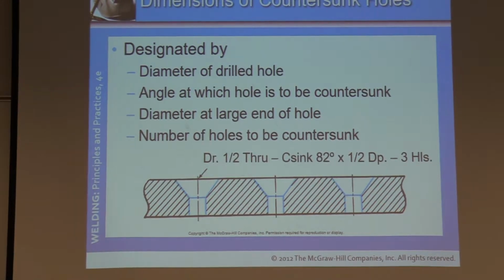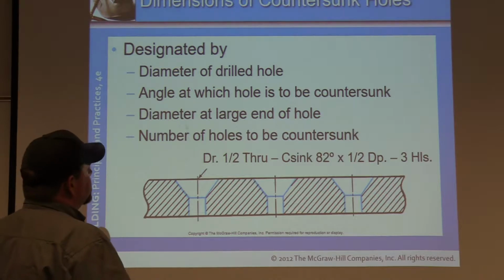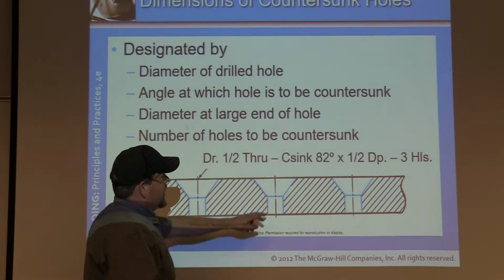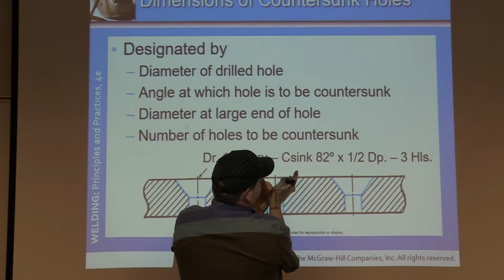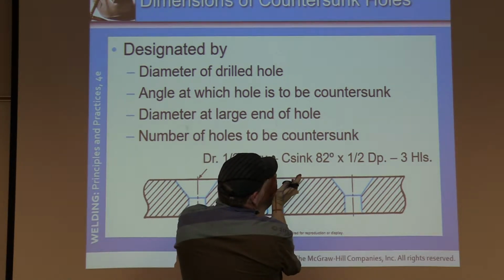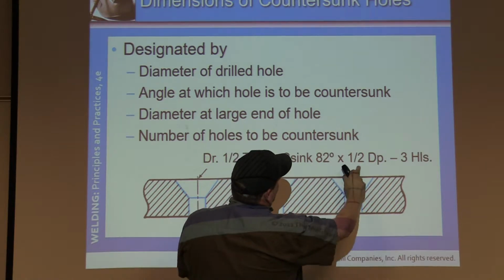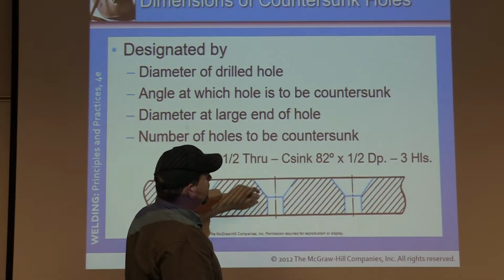Countersunk holes. Same thing. 1/2 inch drilled hole through. Countersink 82 degrees. So in the countersink, it is distinguished as an included angle of 82 degrees, not a single angle, by 1/2 inch deep. All three holes.